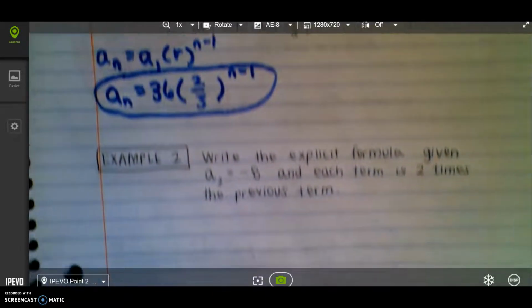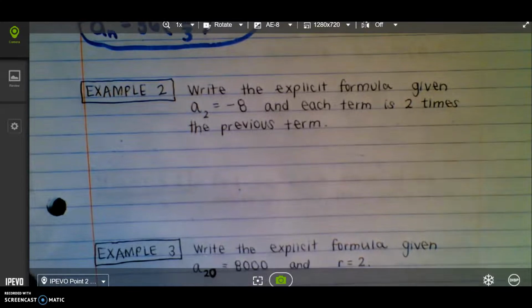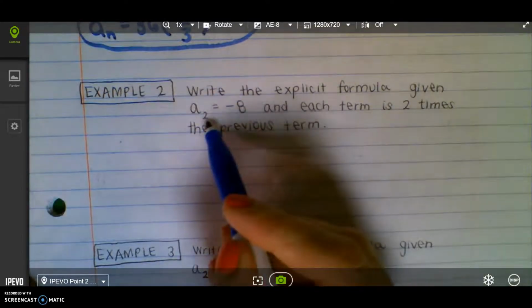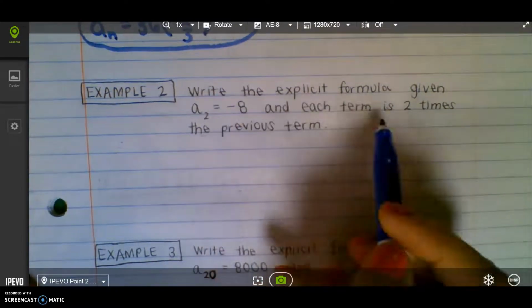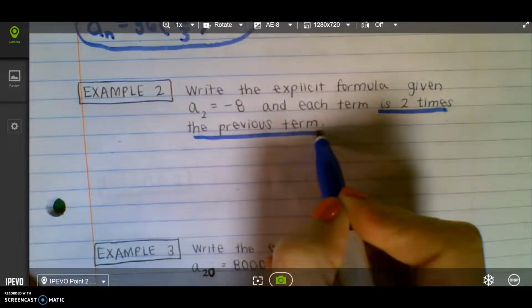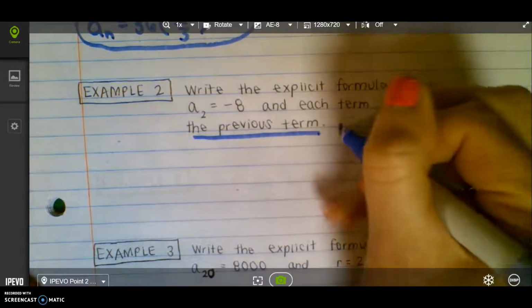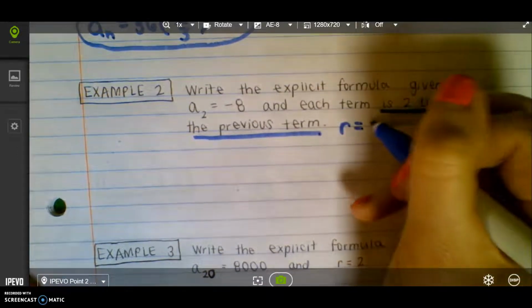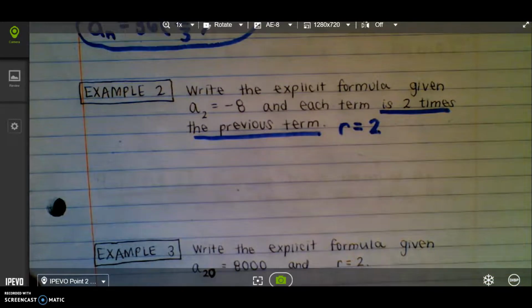Example 2. Again, write the explicit formula. Given a sub 2 equals -8, and each term is 2 times the previous term. 2 times the previous term just means that your common ratio is 2. I just wrote it out in words.